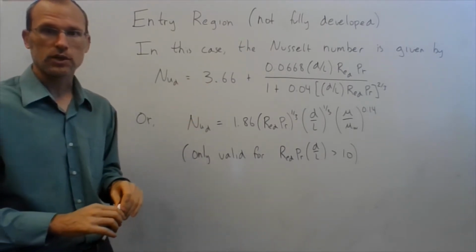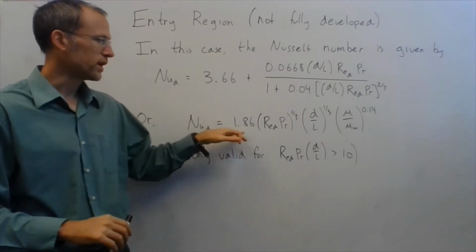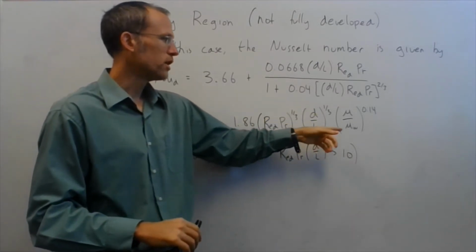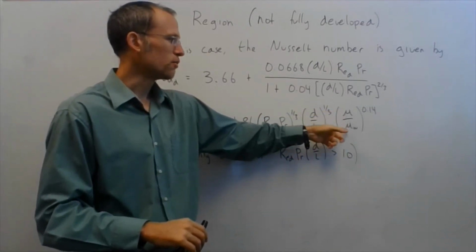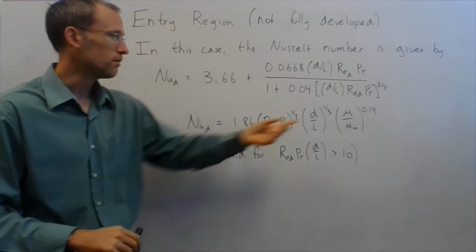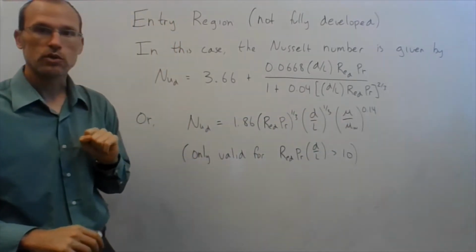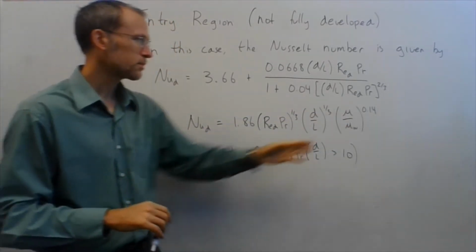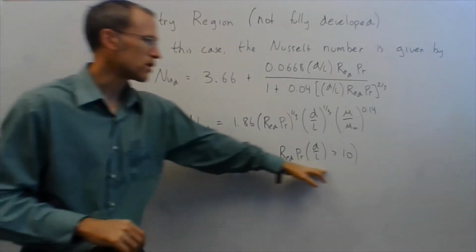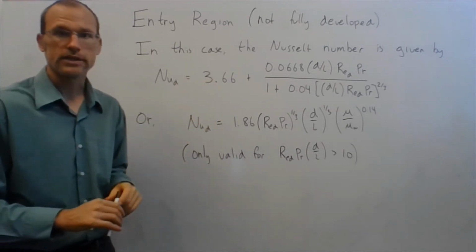Another decent equation is the somewhat simpler relationship down here. For Nusselt number, 1.86, Reynolds number, Prandtl number to the 1/3, D over L to the 1/3, and then you have viscosities, mu over mu wall. This is the viscosity of the fluid at the bulk temperature, and W would be at the wall, obviously, to the 0.14 power. This one is only valid for this combination being bigger than 10, but either one should give you decent results.